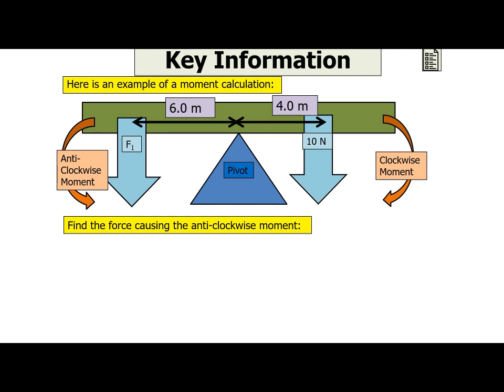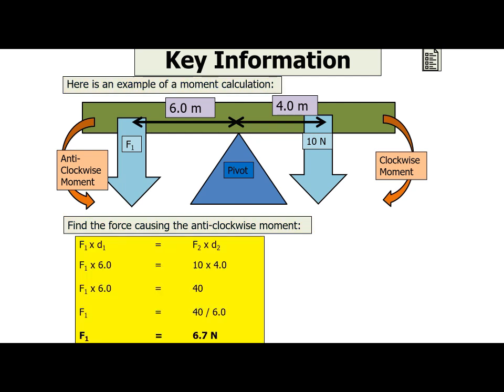Find the force causing the anti-clockwise moment in this situation. So we can say force 1 times distance 1 equals force 2 times distance 2. So it's force 1 times 6 equals 10 times 4. So force 1 is equal to 40 over 6, which is 6.7 newtons.